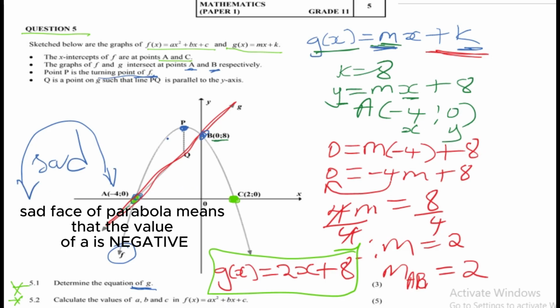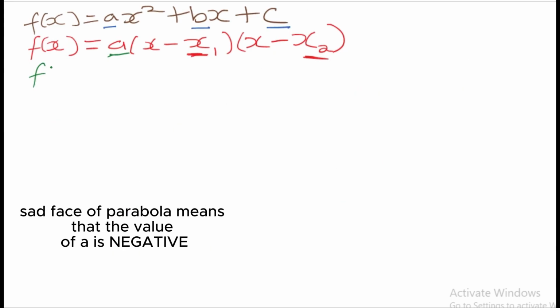But before we even find the value of a, we already know that this function has a sad face, you see? It's like this. Therefore, the value of a must be a negative value. The value of a must be negative. All right, so we will have our a, let us have it like that.